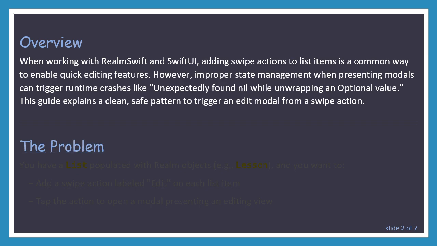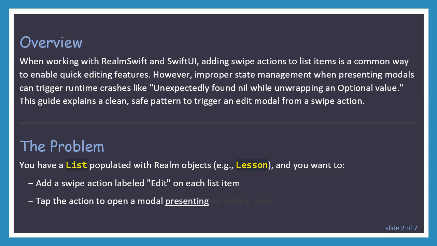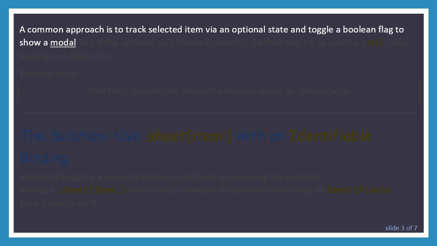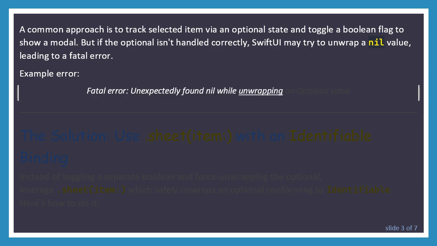The problem. You have a list populated with Realm objects, for example, lesson, and you want to add a swipe action labeled Edit on each list item. Tap the action to open a modal presenting an editing view. A common approach is to track the selected item via an optional state and toggle a Boolean flag to show a modal. But if the optional isn't handled correctly, SwiftUI may try to unwrap a nil value, leading to a fatal error. Example error: Fatal error, unexpectedly found nil while unwrapping an optional value.